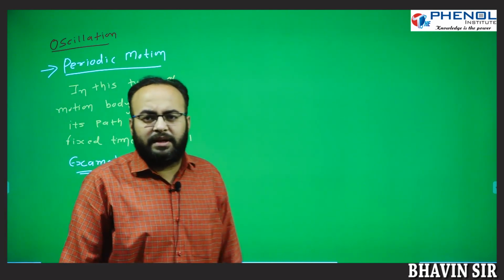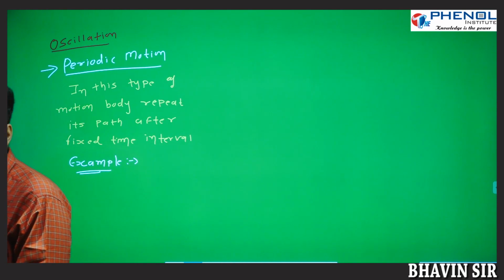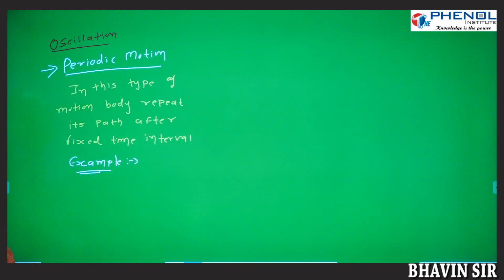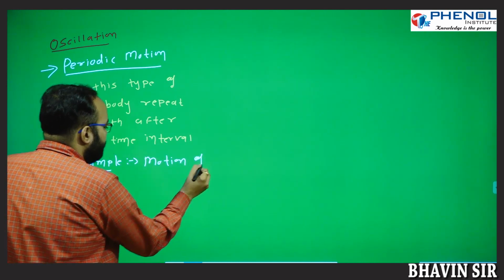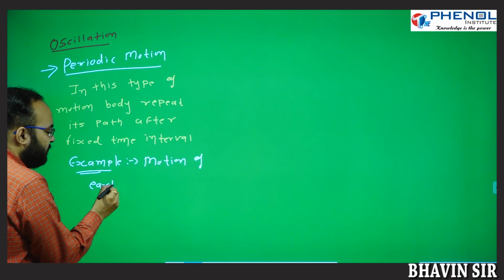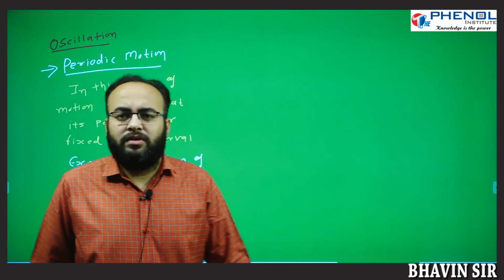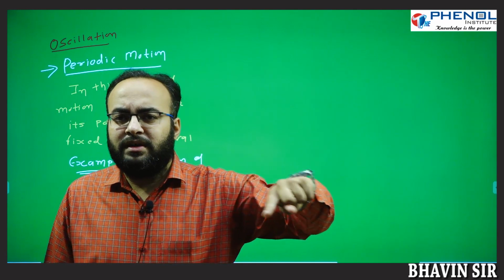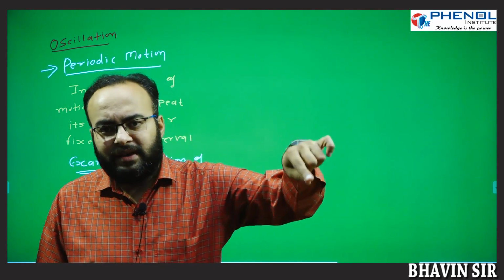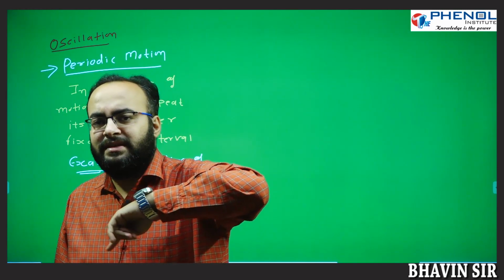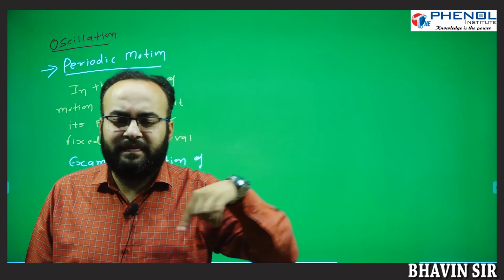See, what are the examples of periodic motion? First, motion of Earth around the Sun. So Earth completes one revolution around the Sun after 365 days. So it means after 365 days it again repeats its path.